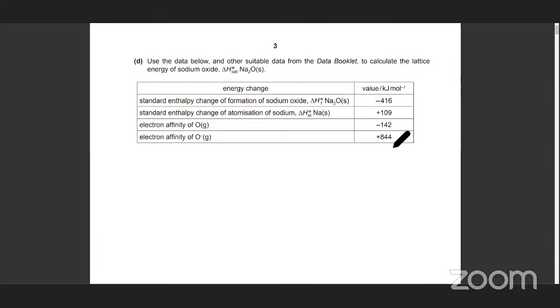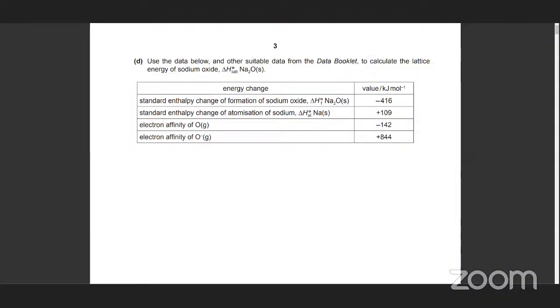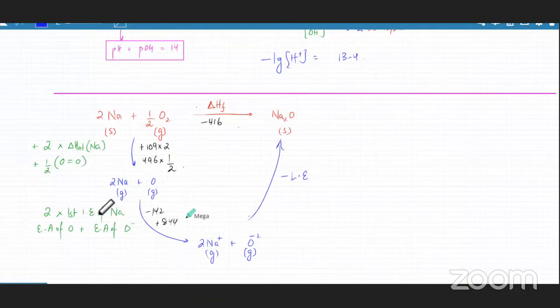So minus 142, the next one is 844. So we write minus 142 here, and it is 844. Both these values are in. The only value missing is the first ionization energy of sodium, which you can get from the data booklet.